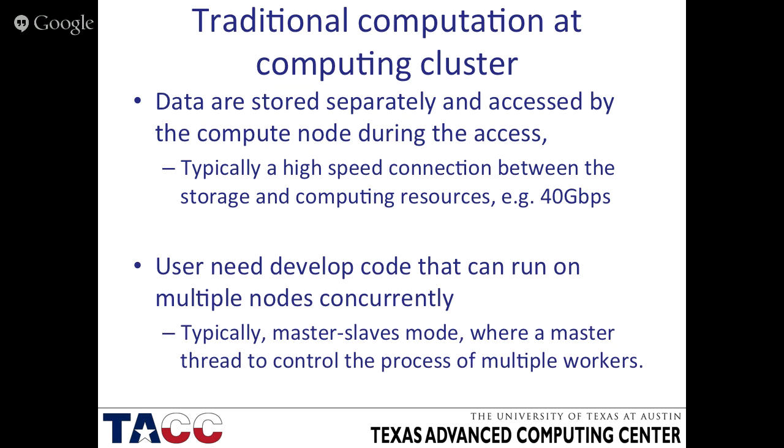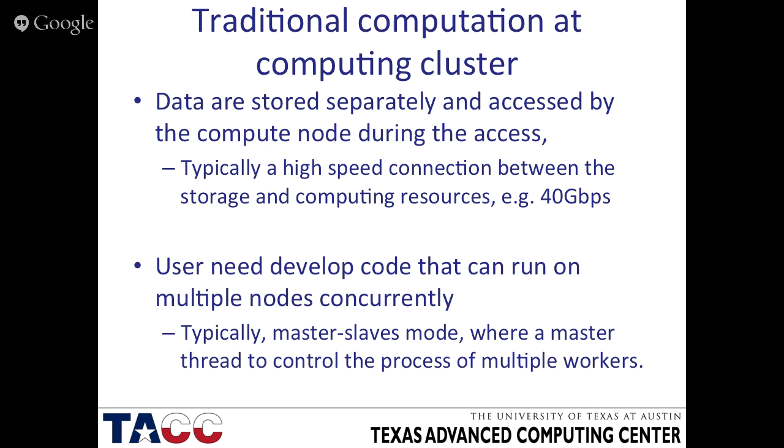quite troublesome for people when they use this kind of infrastructure for large-scale data. Typically, they develop code that runs on multiple nodes concurrently, and then it is the user's responsibility to stage the data and to specify how each piece of data is read by which computing nodes and processed there. So typically, a master and slaves model is used, where the master thread makes the control over the multiple workers that do the processing concurrently.